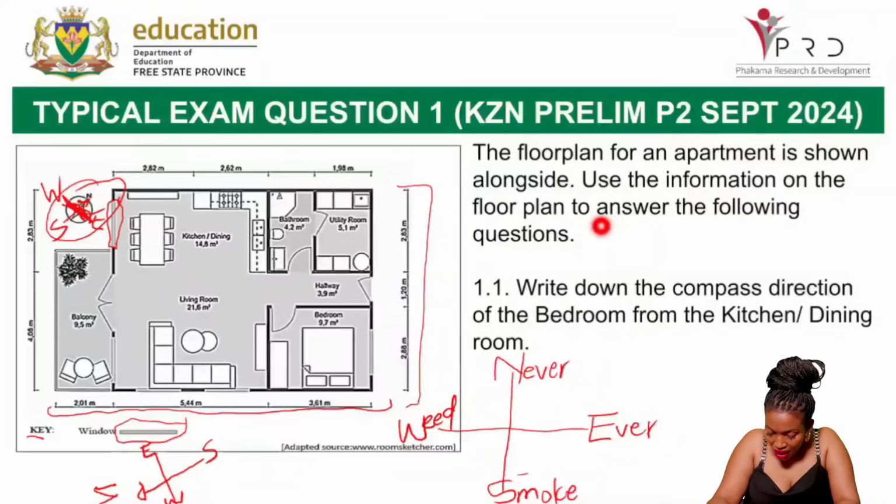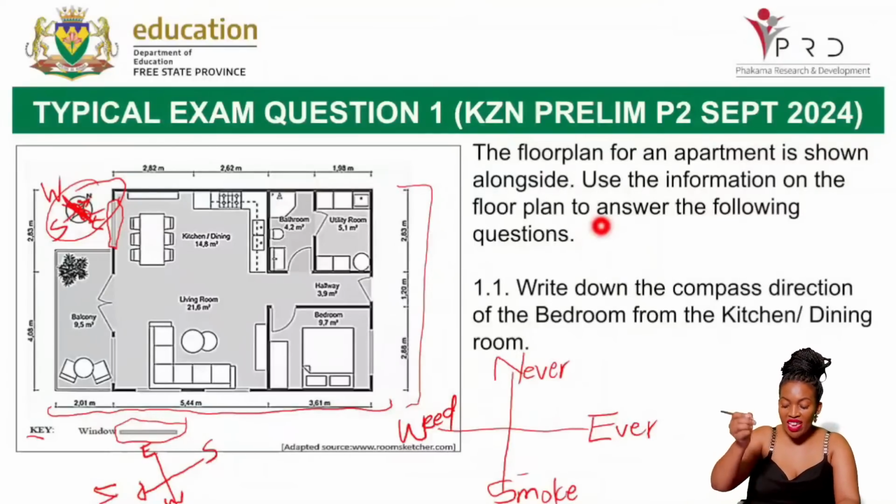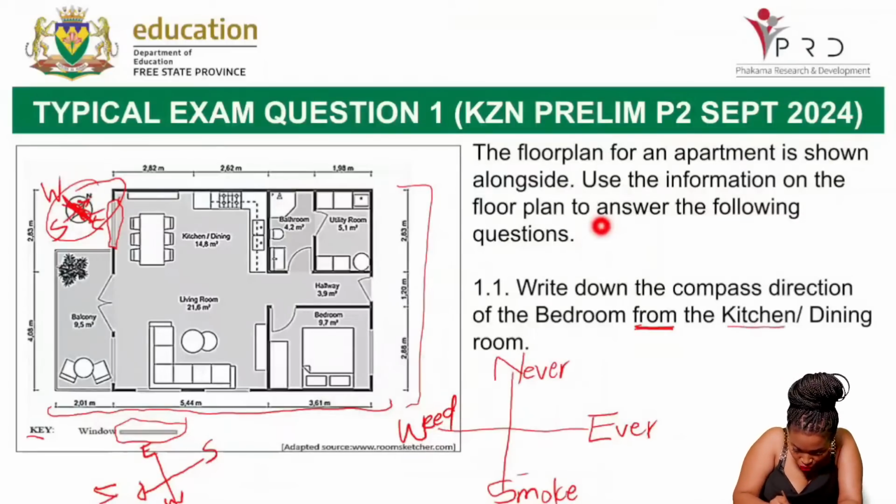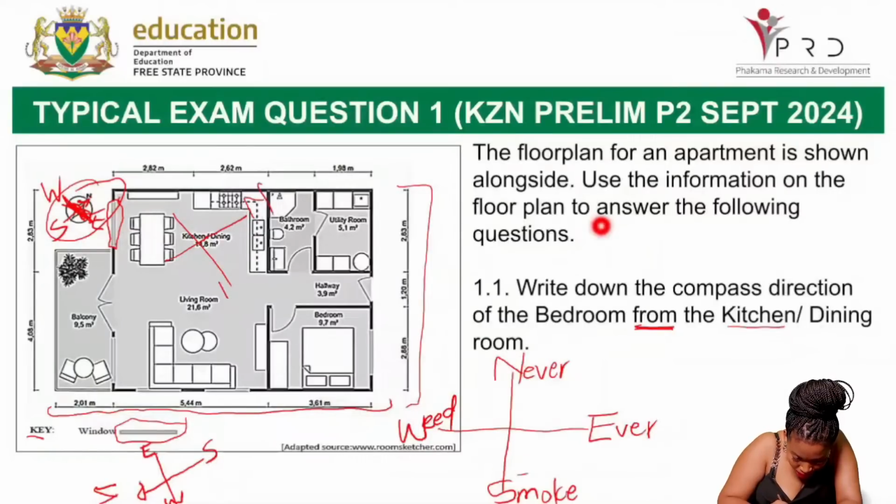1.1, write down the compass direction of the bedroom from the kitchen or the dining room. So the moment you see the word from, you are going to draw your compass there. This one says from where? It says from the kitchen. Where is the kitchen? This is the kitchen. So this is where we are going to draw our compass. We put it there. Remember, this is how our compass is. This is north, so we must never ever smoke weed.